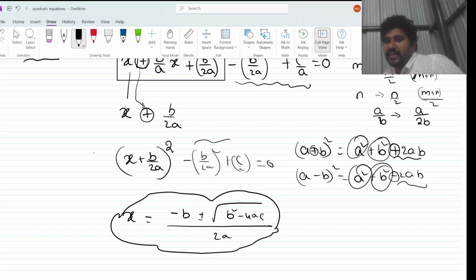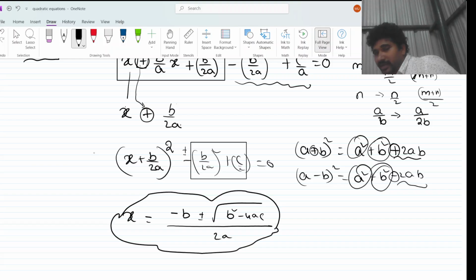To simplify a bit, when the square goes to the right side, will plus or minus come? Yes or no? When it goes to the right side of the equal sign, plus or minus comes, that is this plus or minus. The plus b by 2a, when it goes to that side, minus b by 2a comes. That way you will get your formula.